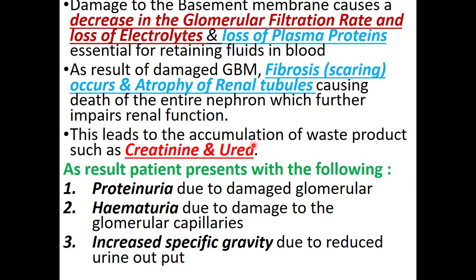So what do we see in this baby as a result of this disorder? Number one is that there will be proteinuria, presence of protein in urine due to damage to the glomerular basement membrane. Hematuria, presence of blood in urine due to damage to the capillaries and the basement membrane. Then specific gravity of urine increases due to reduced urine output. The amount of urine drops and the color changes. Urine will appear more brownish or orange.